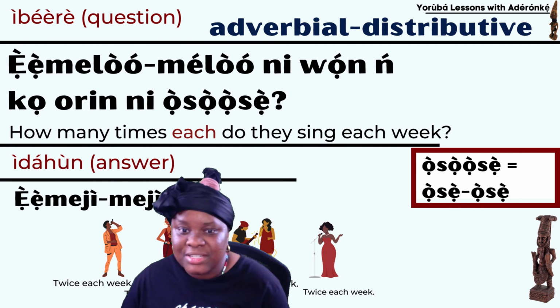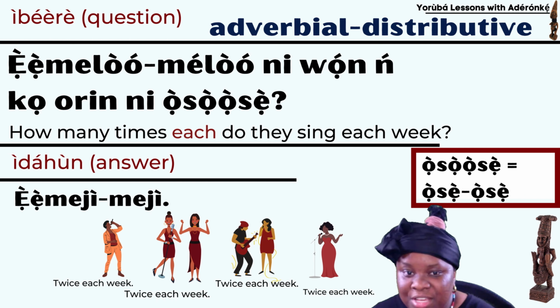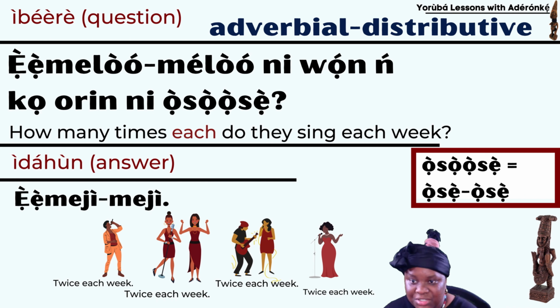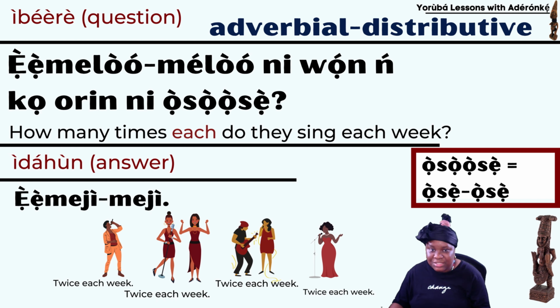However, because the question is mélòó mélòó, it suggests how many times each. Then, rather than just saying méjì, you say méjì méjì. It's like combining méjì, which is the adverbial form, with méjì méjì, two each, which is the distributive form. There's a marriage between both forms, so you have méjì méjì.